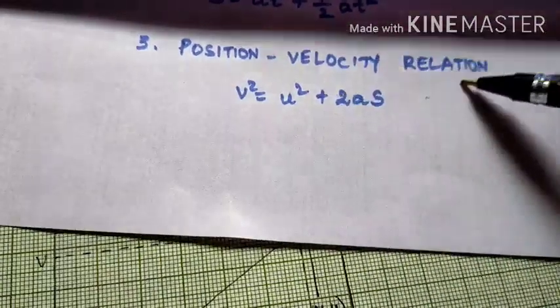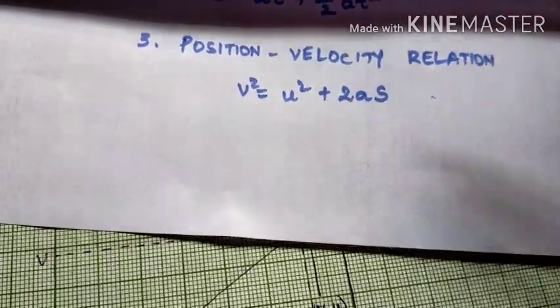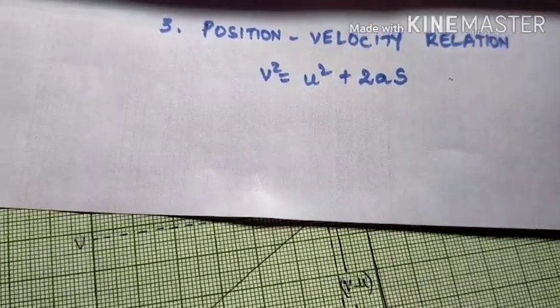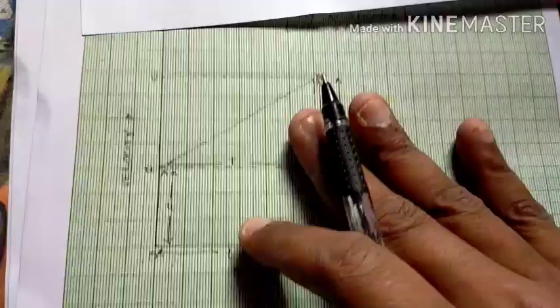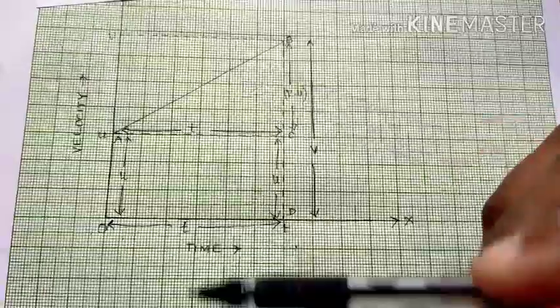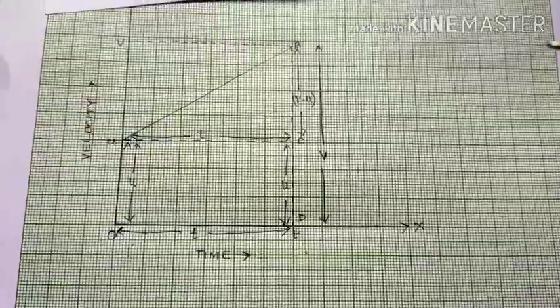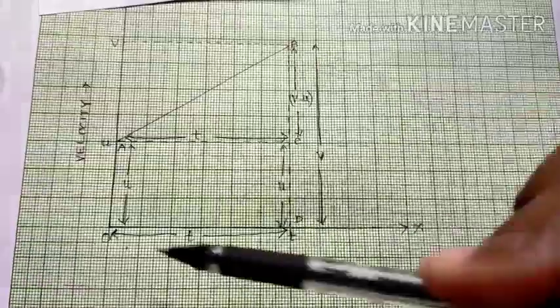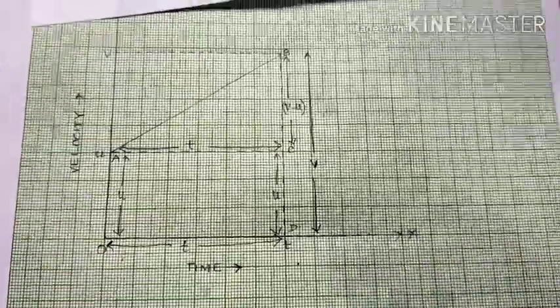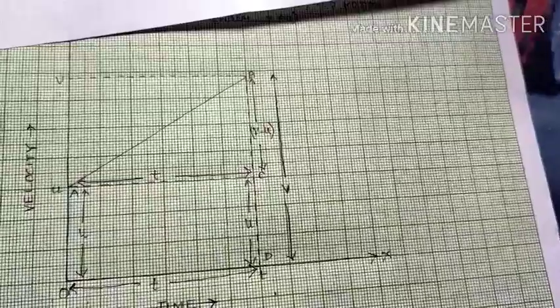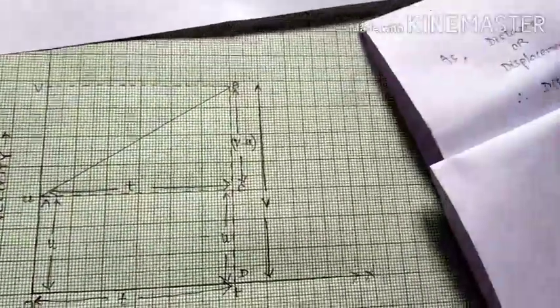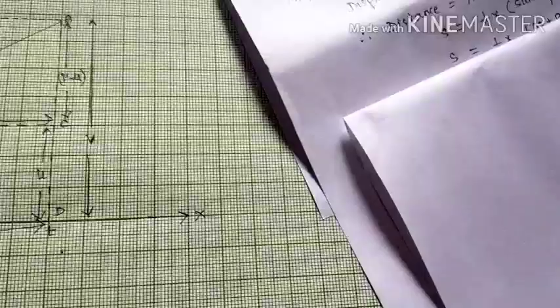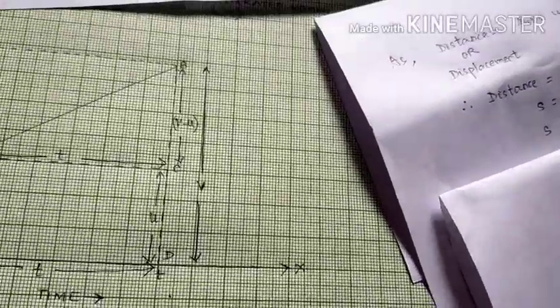Now the last one, position velocity relation, v square equal to u square plus 2as. So the same graph will again help us to derive this equation. For this equation again we are going to find out the area under the graph. This means area of the trapezium OABD. So area under the graph gives distance or displacement.